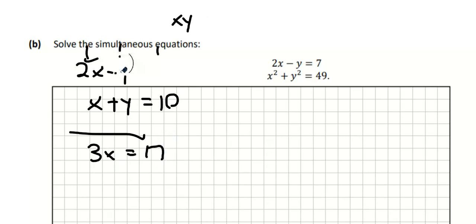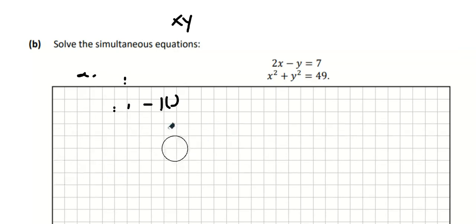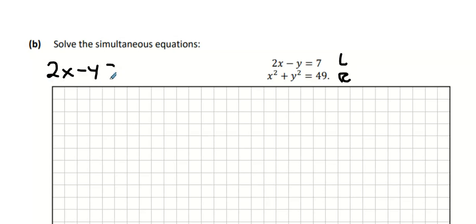So what we generally do is we do the following. What we generally do is we pick the one called the linear. The linear is the one that has no squares in it. You have a choice. You can either get x on its own or you can get y on its own. You pick the one that doesn't involve a fraction.